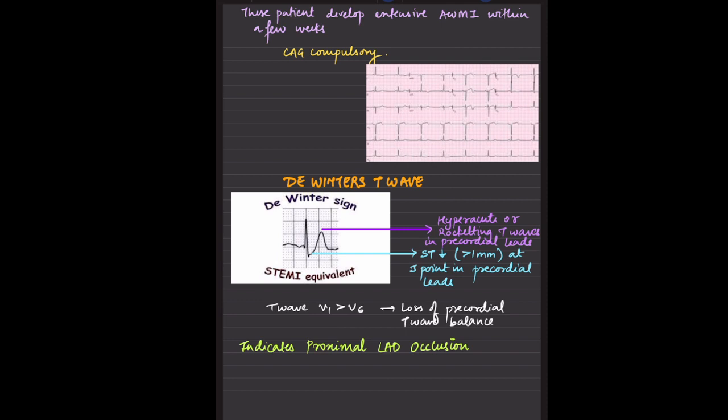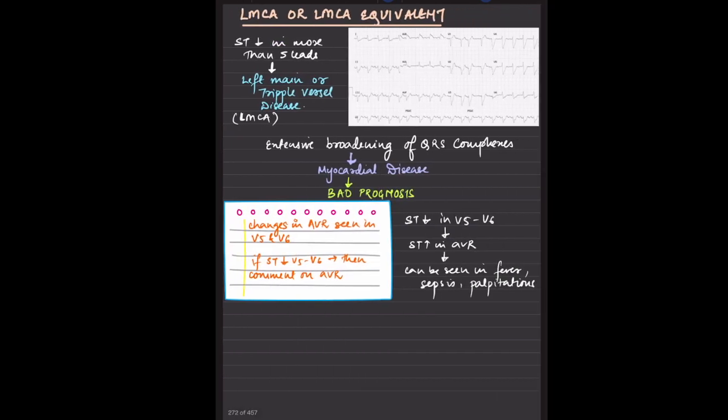Then we have De Winter's sign. In De Winter's sign, at the J point itself, there will be ST depression, and of course the T wave will be much bigger, hyperacute. This is also proximal LAD occlusion. In Wellen also there is a proximal LAD occlusion. Both denote proximal occlusion. So remember the J point ST depression and hyperacute T wave, De Winter's sign, proximal LAD occlusion. Take the patient for CAG as soon as possible. Then we have the LMCA or LMCA equivalent.